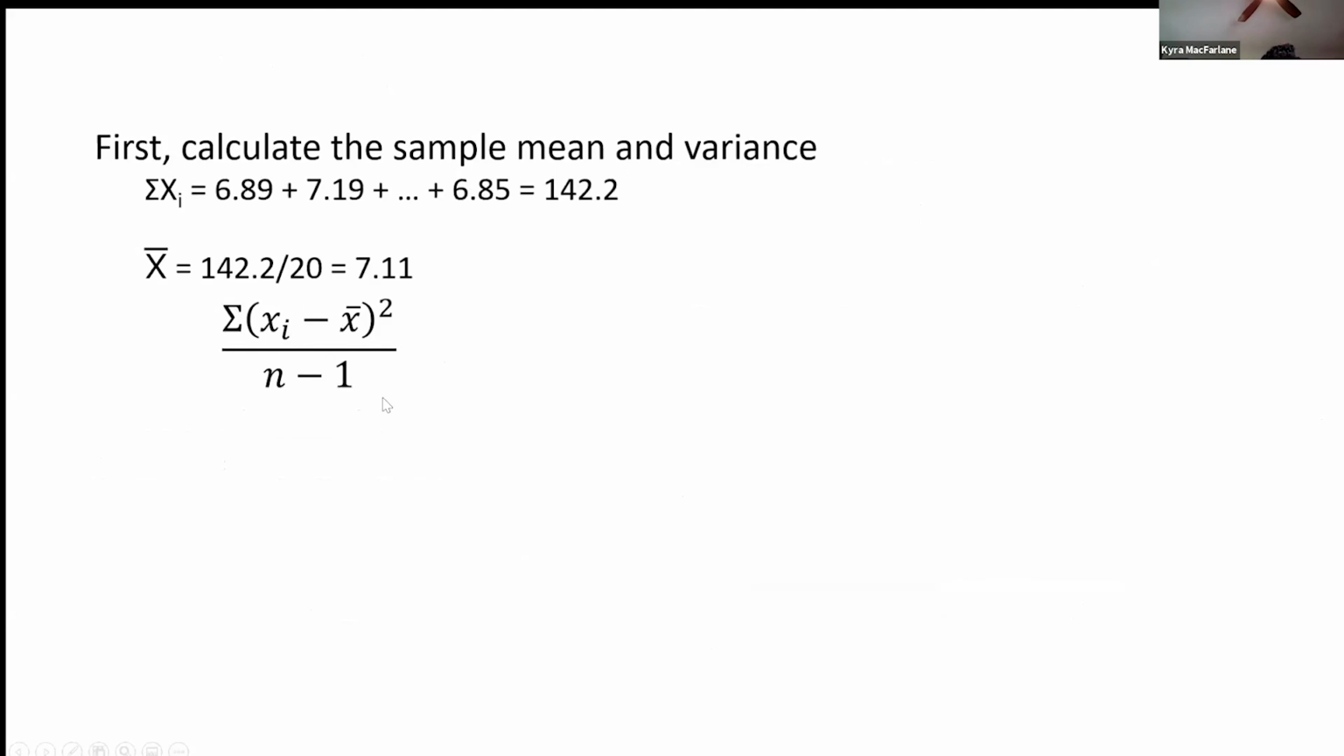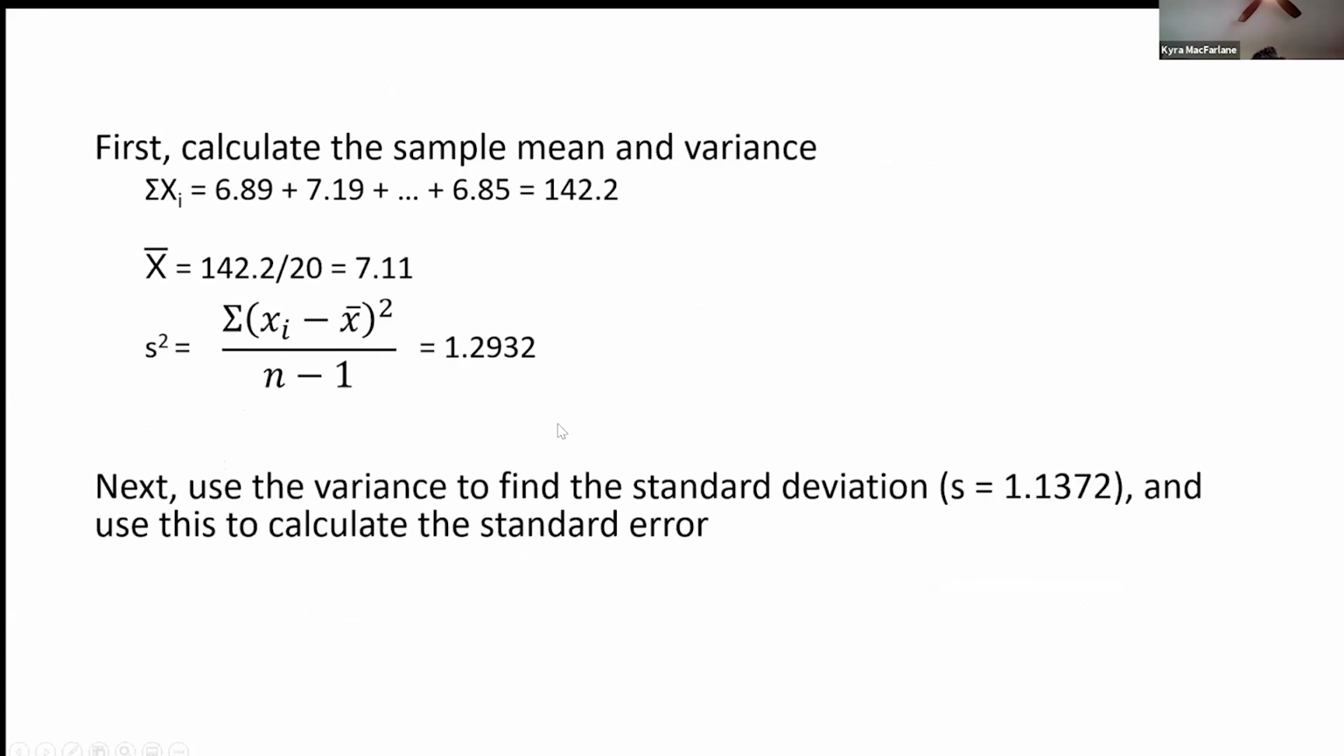This is the equation for sample variance. It should look familiar by now. Our mean is just the sum of all of them divided by our sample size, 7.11. That's our mean pH for the addition of fertilizer. Our sample variance is 1.2932. Next, we can use the variance to find our standard deviation and our standard error. So our standard error is 0.25428.